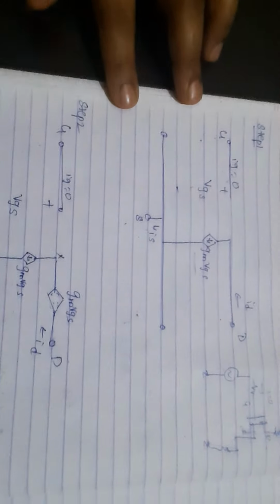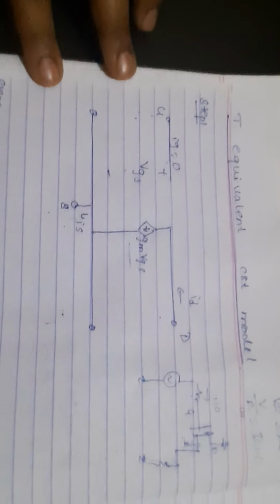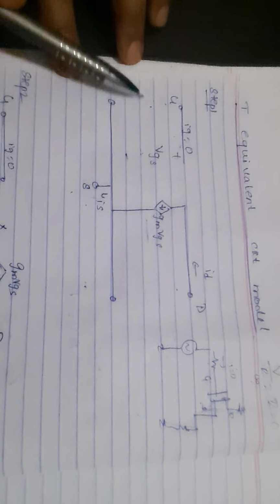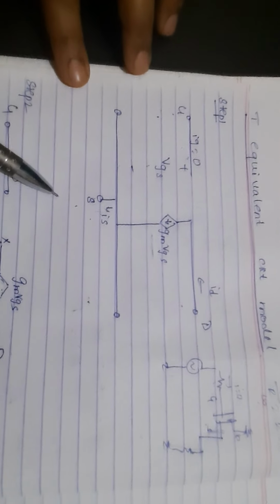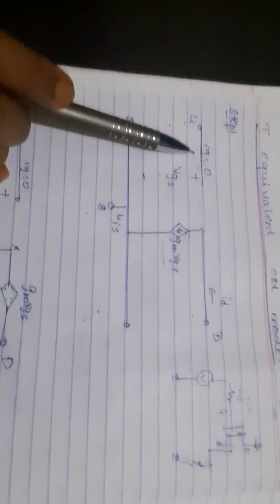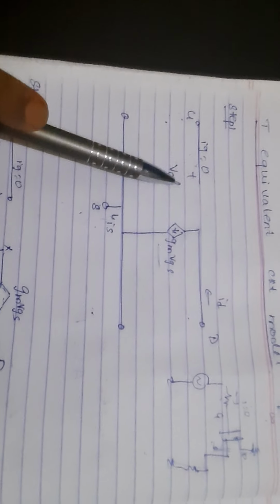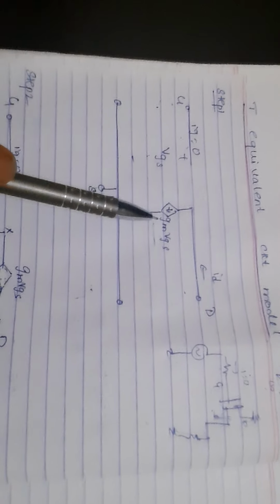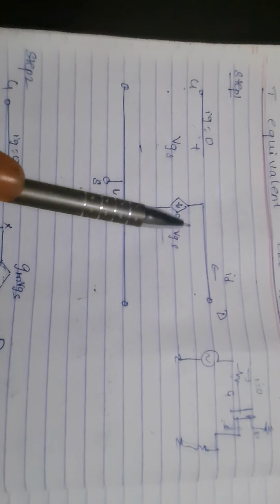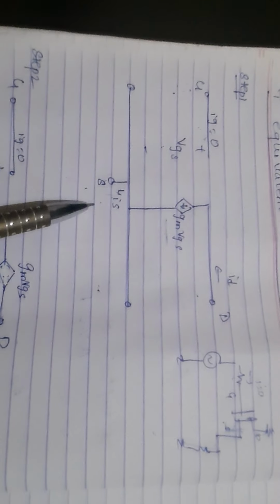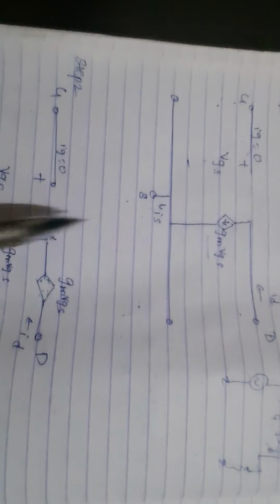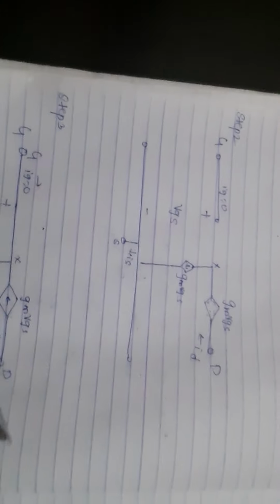I'll repeat: this is gate, drain, source. At the gate, resistance is infinity, so current is 0. We have VGS, Gm × VGS is the current, Id is the current flowing here, Is is the current flowing here. Now the same thing can be drawn here with the addition of this Gm × VGS current.